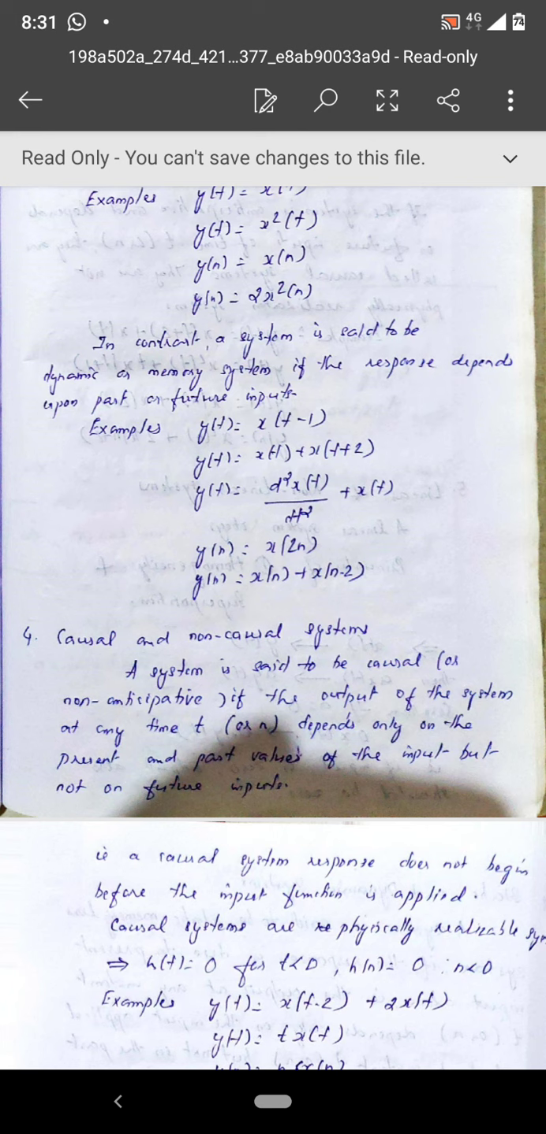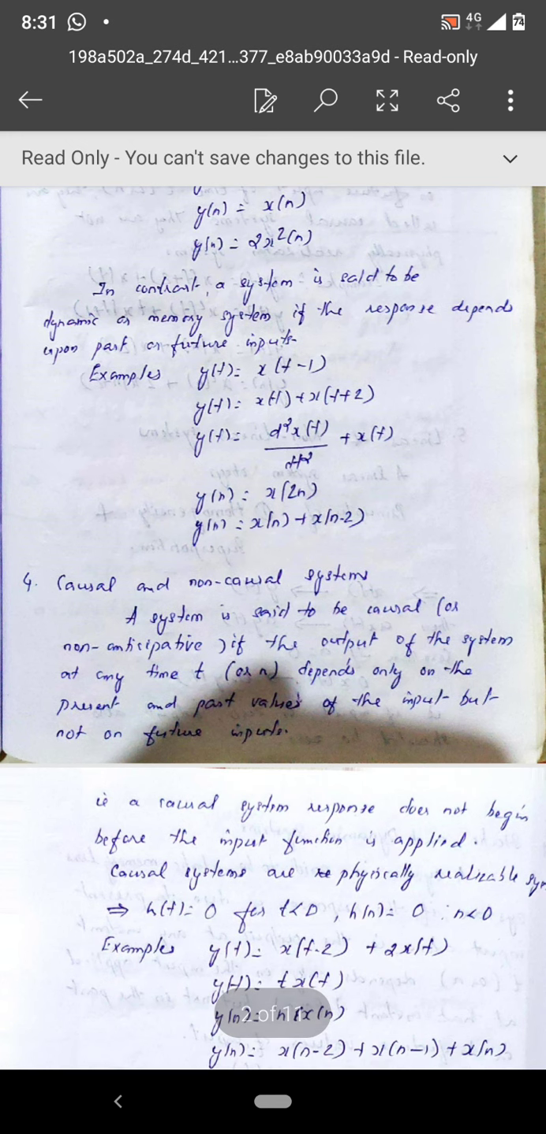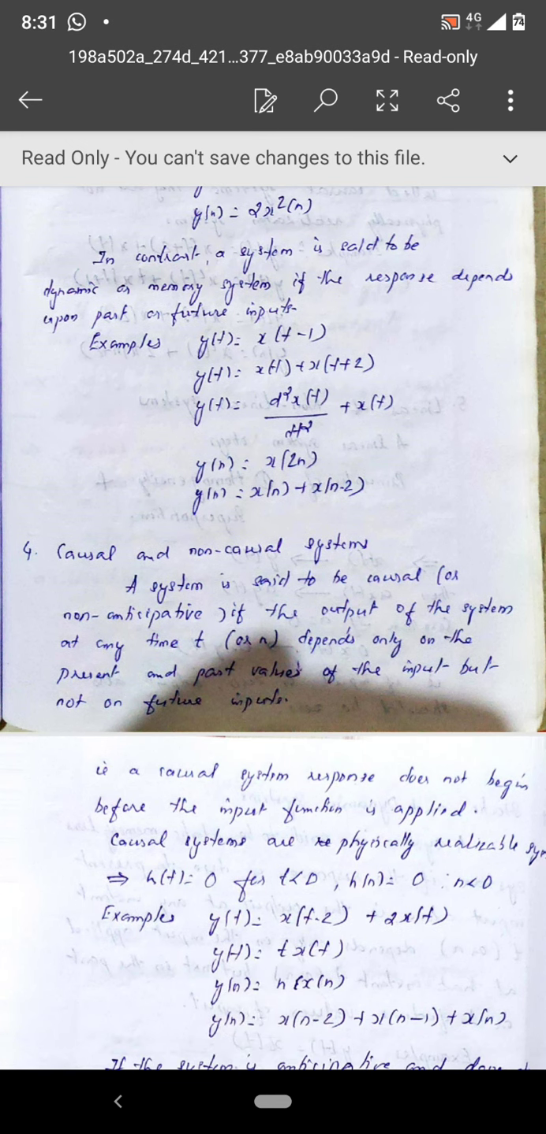Now y of n, similarly, you can see that I'm taking the instant n is equal to 2. So I require the output at n is equal to 2, at the second sample, not 2 seconds, that is at the second sample. So the output at the second sample when n is equal to 2 depends on the input at the fourth sample, that is 2 into 2 is 4. That is again a future input. So that is again a dynamic system. And the fourth one is y of n is equal to x of n plus x of n minus 2. You can see that the first component, that is x of n, is actually the present input, but x of n minus 2 is a past input. So that also is a dynamic system.